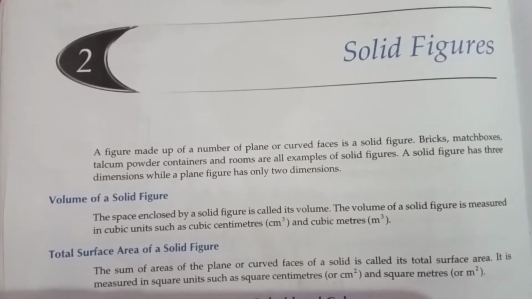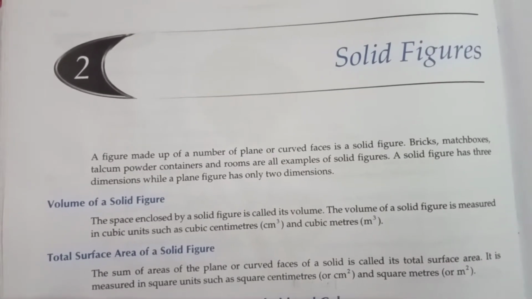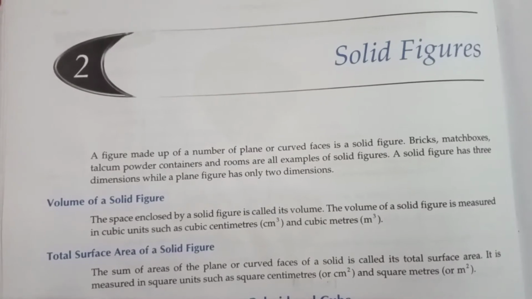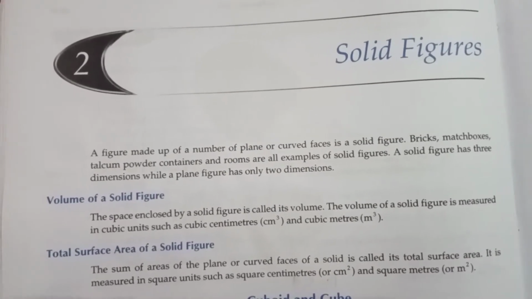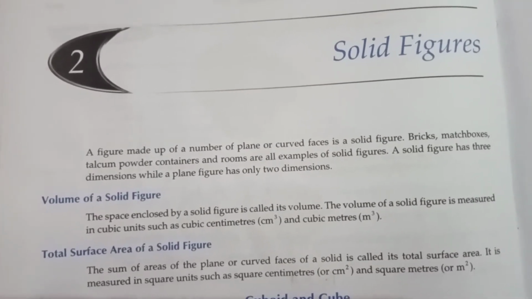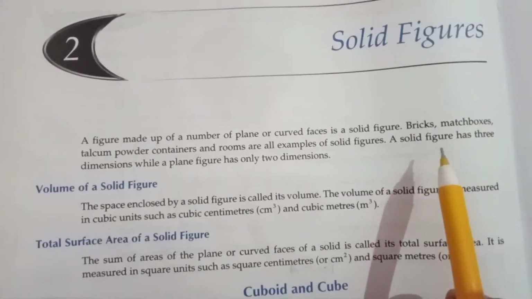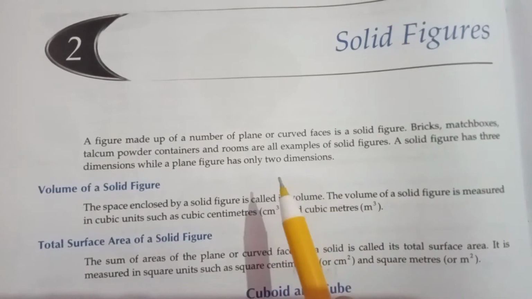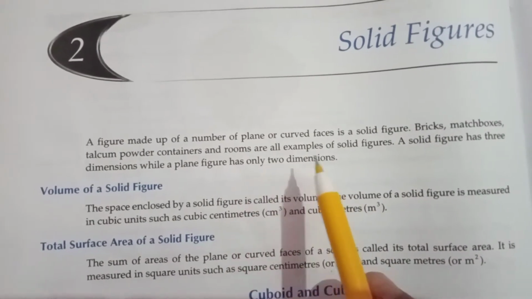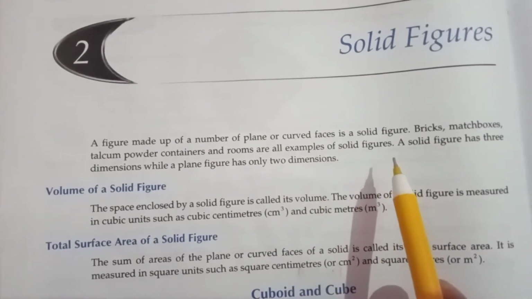Hello students. In this video we start chapter 2 from unit mensuration. Chapter 2 is solid figures. What is a solid figure? A figure made up of a number of plane or curved faces is called a solid figure. Bricks, matchbox, talcum powder container and room are examples of solid figures.